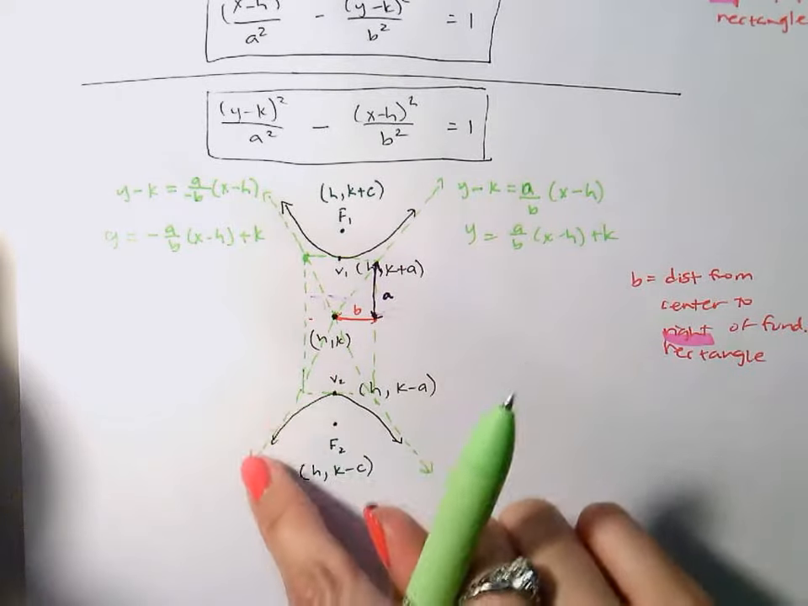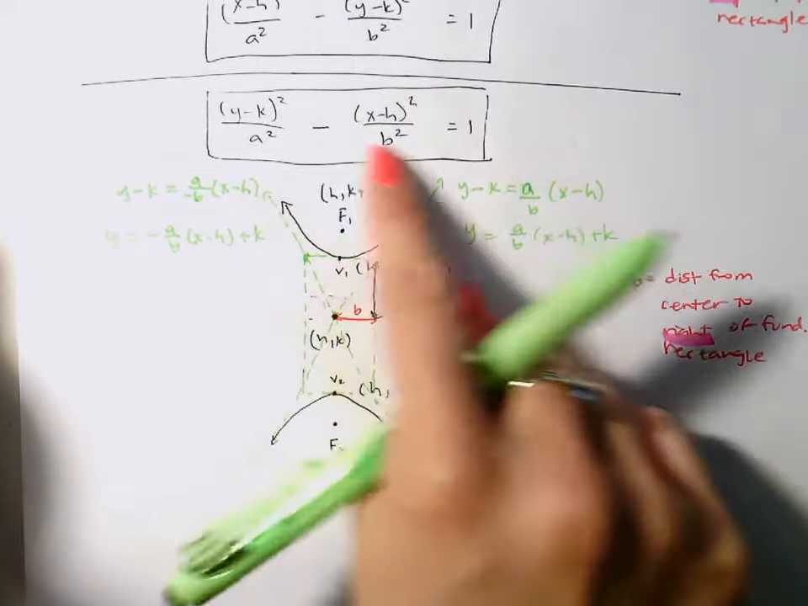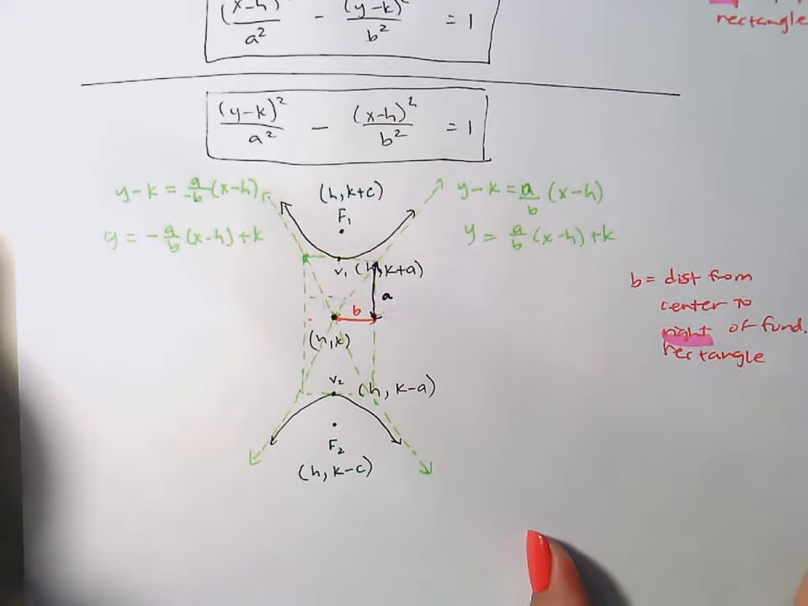This is the equation of the asymptote going up, and this is the standard form of a hyperbola that opens up and down.